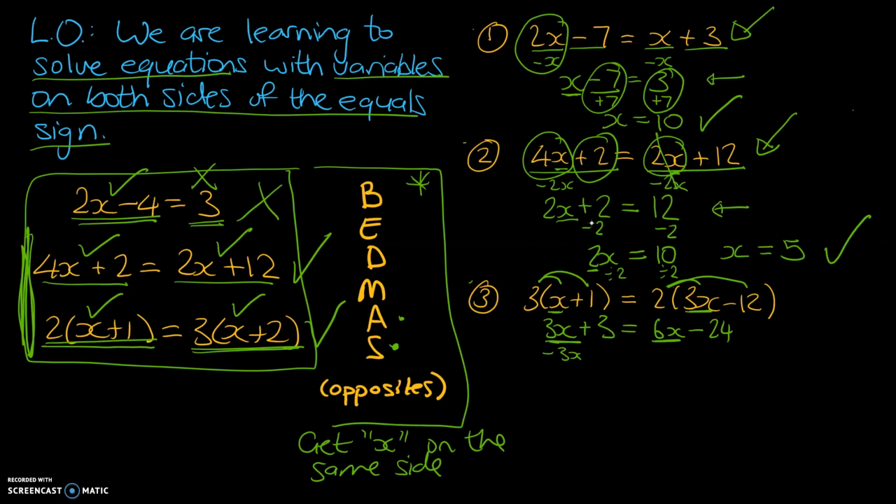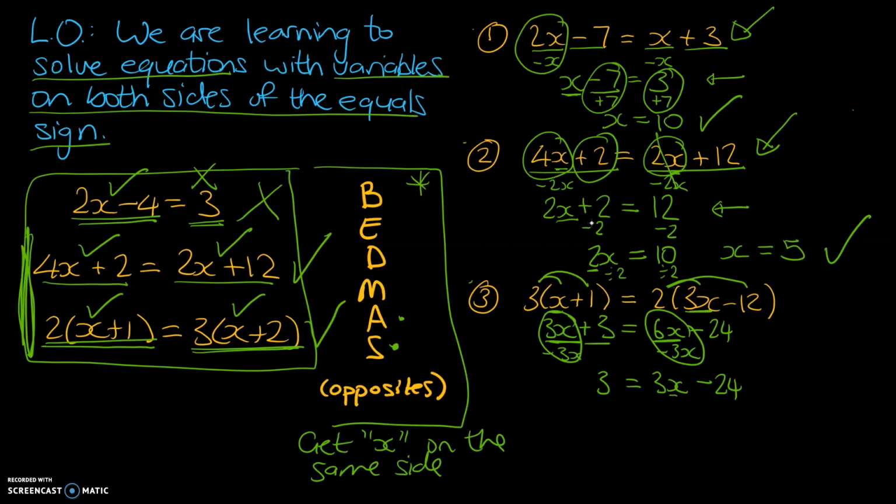And because we've done it to the left-hand side, we must do it to the right-hand side. And we can go through and simplify. So that 3x minus 3x, they cancel each other out, leaving the 3 by itself. We've then got 6x minus 3x. That becomes 3x. And that minus 24, we haven't changed that at all.